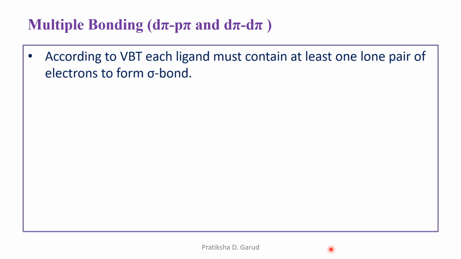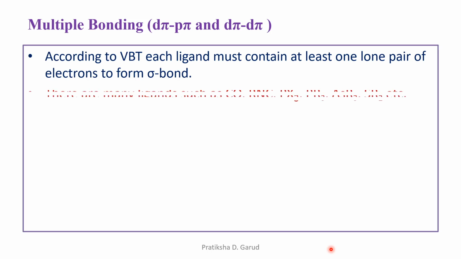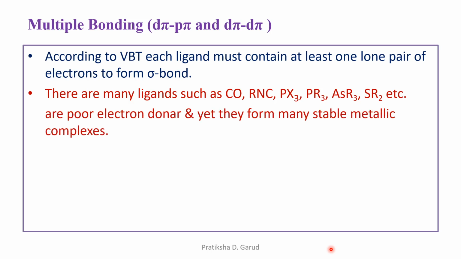According to the valence bond theory, each ligand must contain at least one lone pair of electrons to form a sigma bond, right? There is a donation of electrons from the ligand to metal and it forms a sigma bond. There are many ligands such as the carbonyl or CO ligand, RNC ligand, PX3, PR3, AsR3, SR2, etc. These are various types of ligands which are poor electron donors. Still they are forming many stable metallic complexes, right?